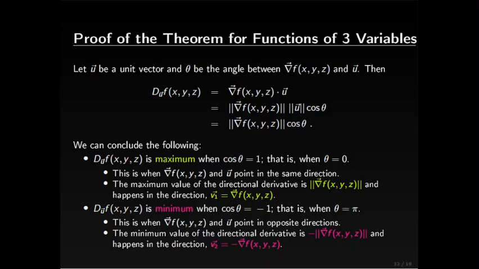On the other hand, the rate of change is minimum whenever the cosine of the angle theta is -1. That is, when theta is pi and the gradient grad f and unit vector point in opposite directions. In this case, the minimum value of the directional derivative is negative of the magnitude of the gradient of f, and the direction of minimum directional derivative, we say, is equal to v2, where v2 is negative of the gradient of f.